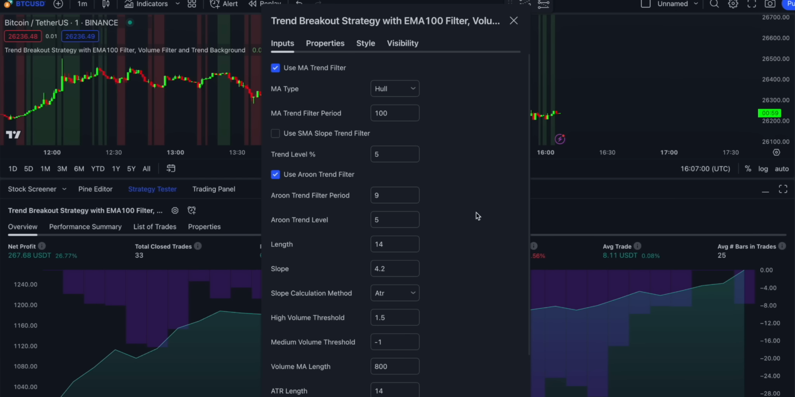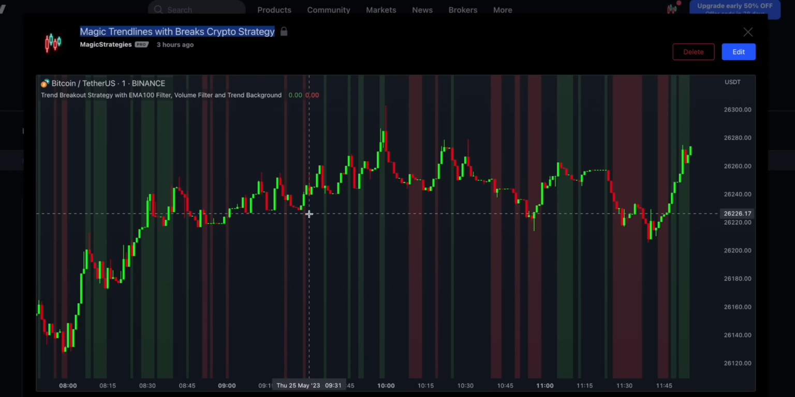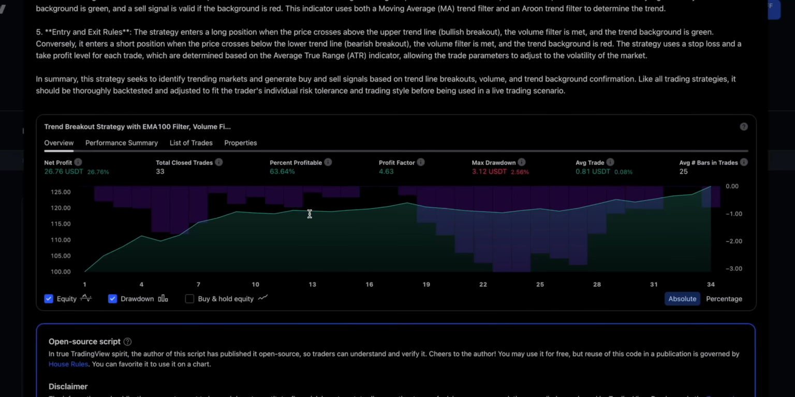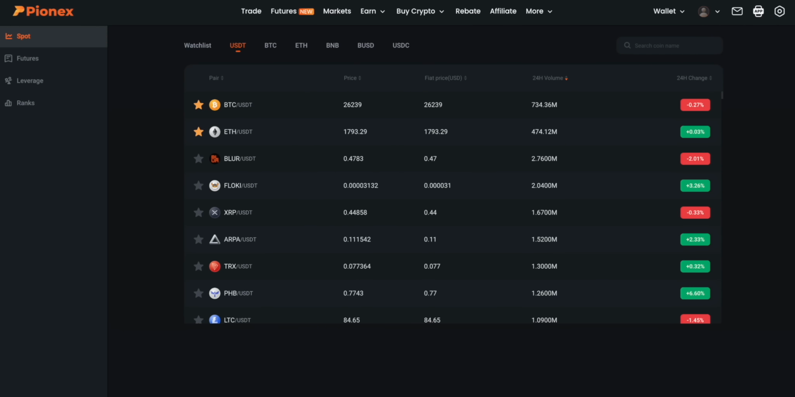As mentioned earlier, the strategy is highly customizable. You can tweak the parameters and find the best settings for each time frame. We shared the strategy to our TradingView profile. The script is private, but you can access it by clicking the link in the description and adding it to your favorites. You can trade manually, but a better option would be to automate the script with Pionex.